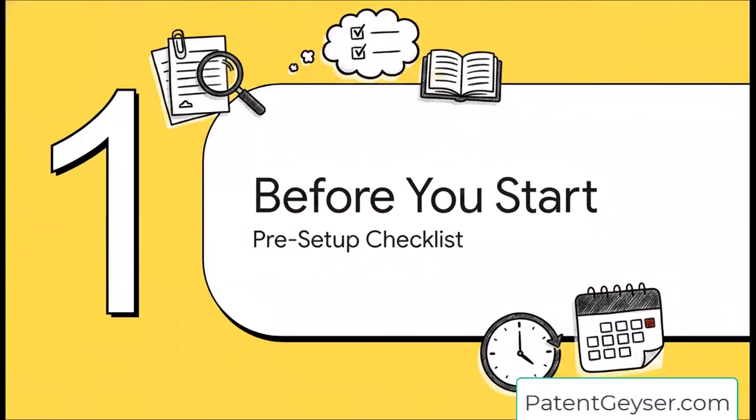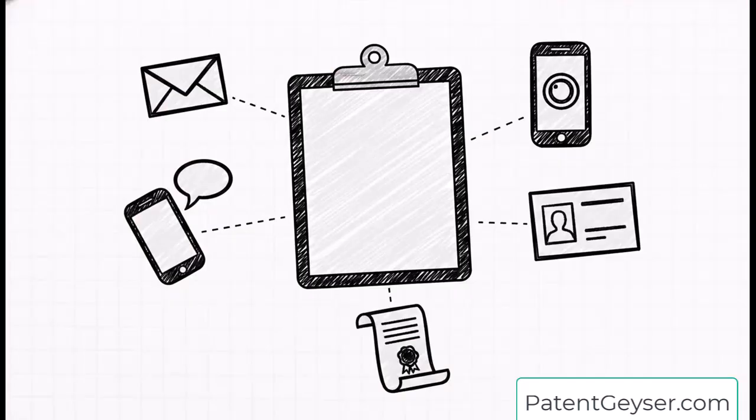Before you start, we need to run through your pre-setup checklist. To ensure a completely frictionless onboarding experience, you've got to have a few things ready before you even open your web browser. You'll need a personal email address, a mobile phone that can reliably receive text messages for authentication, and crucially, a smartphone with a working camera.